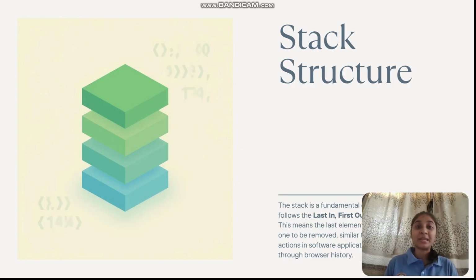Stacks are used in many computing applications. For example, they are used in undo operations in text editors. When you press undo, the program reverses the most recent action first. They are also used in function calls in programming languages, where the most recent function call is processed first. Learning about stacks helped me understand how systems manage tasks and operations efficiently.